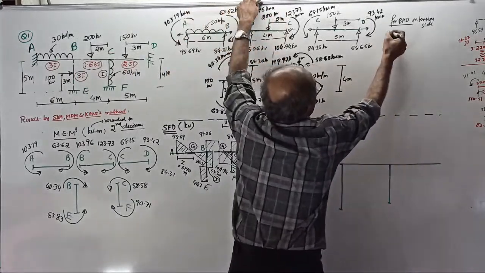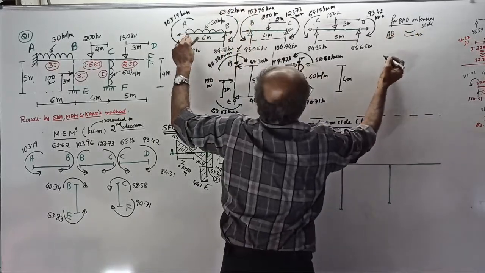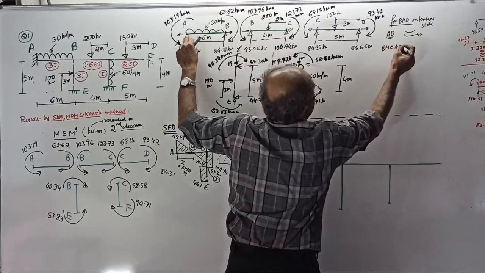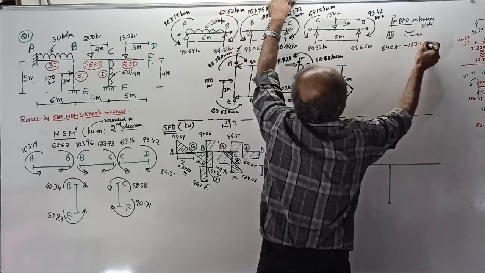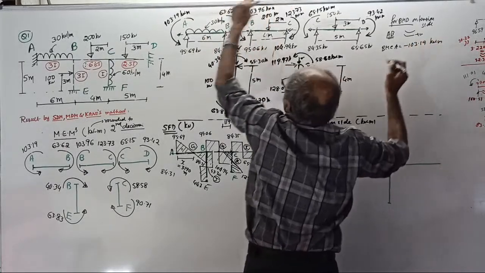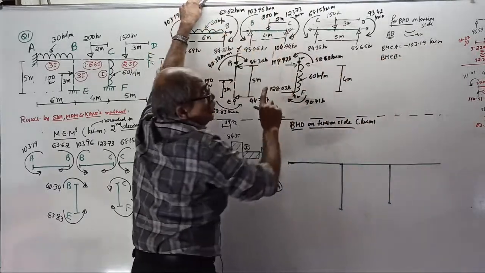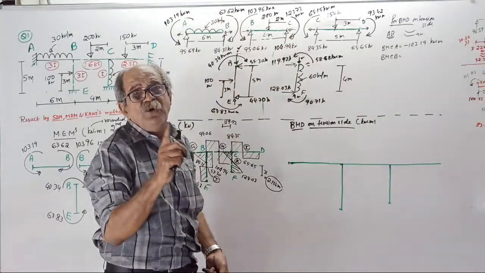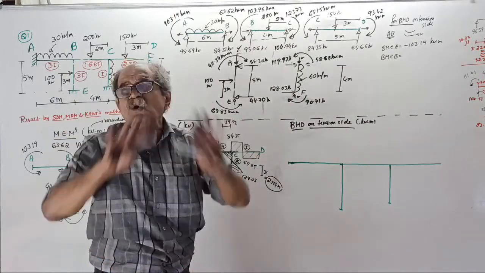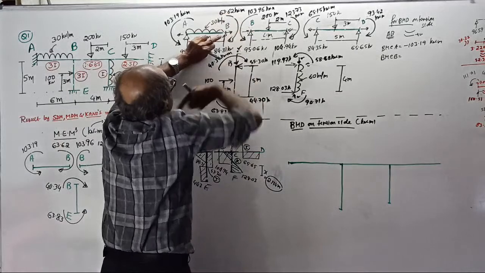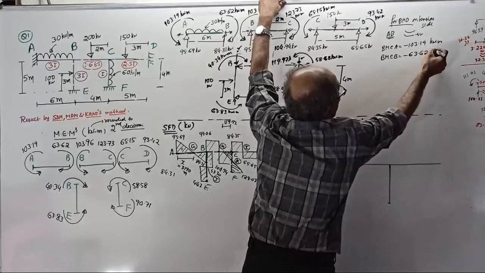AB member, sagging positive. BM at A equal to, look this side, minus 103.19 kilonewton meter. BM at B, look this side, no clockwise, anti-clockwise. I told you, people who tell BM based on clockwise, anti-clockwise, they do not know structural engineering. See, hogging, minus 63.62 kilonewton meter.